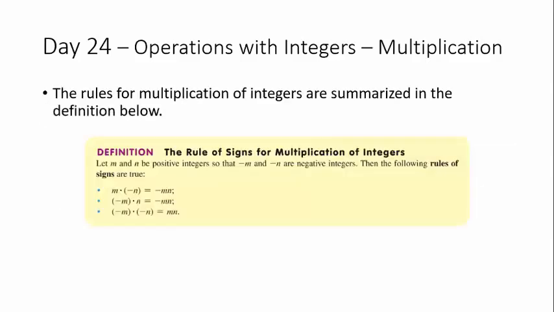We have the rules for multiplication defined here. M and N are positive integers in the definition here, and so negative M and negative N are negative. When I multiply M and negative N together, my product is negative. It's negative M times N. When I multiply negative M and N together, the product is negative M times N. And when I multiply negative M and negative N together, I get a positive product. The product is M times N.